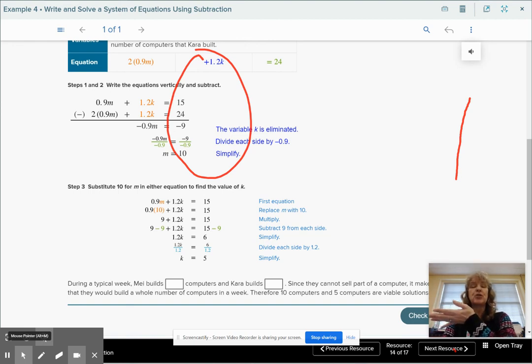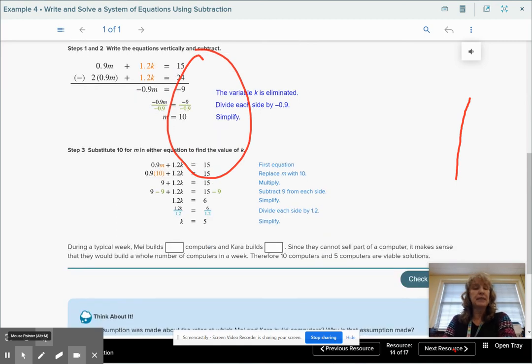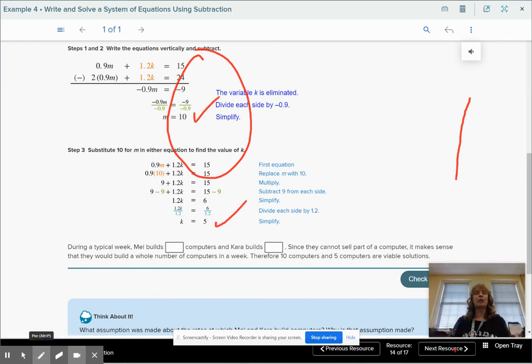So now they substituted into our second equation to see how many Kara built. Maya was responsible for building 10 and Kara was responsible for building 5. And that's about twice as many, because it said that Maya built twice as many as Kara. So you know that this makes sense. This is algebraically how you solve this. I want you to pay attention up here. I know that they didn't write it out for you, but they also subtracted the 24 to get the negative 9. That's how they got 0.9m, and that's how they got negative 9.